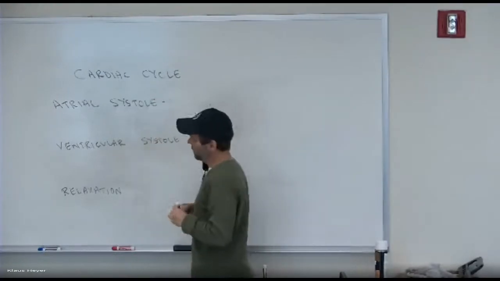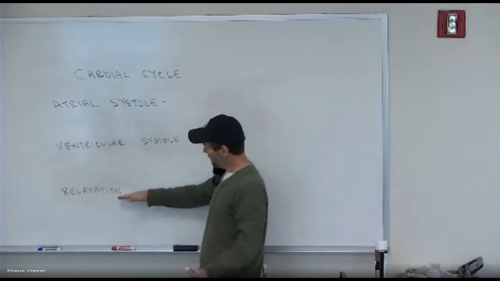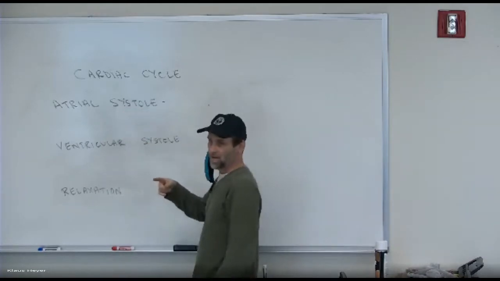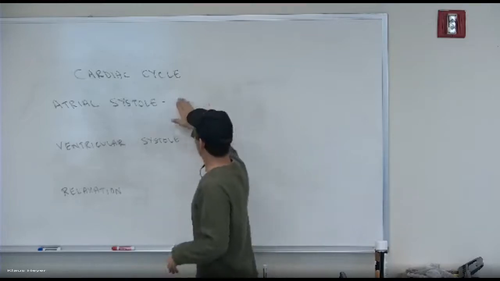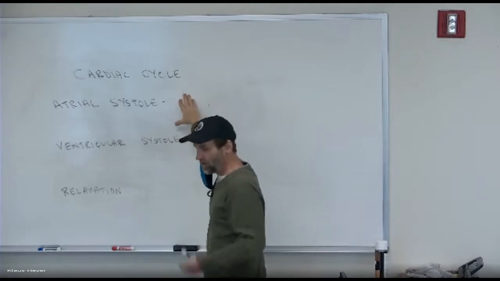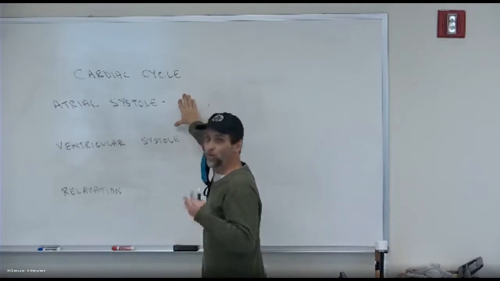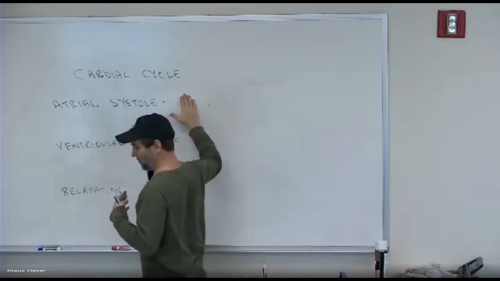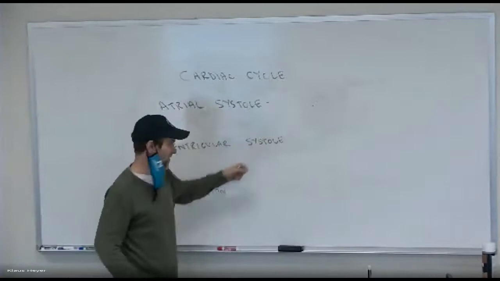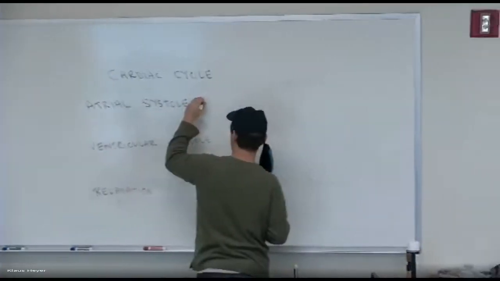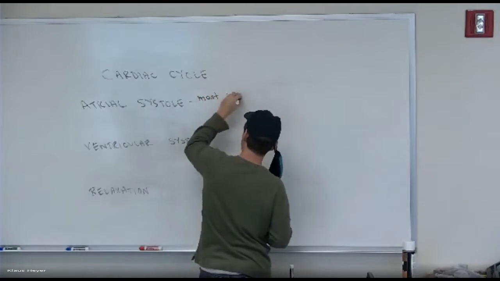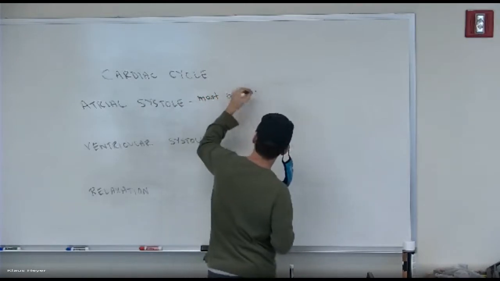Because it's like a circle, right? After relaxation, you have atrial systole. Since it's like a cycle, I got to start somewhere. This is the atria. The 2 atria are already filled with blood. In fact, most of that blood has dropped into the ventricle already. So that's kind of where I'm starting. So most blood, I'm just going to use the word dropped.